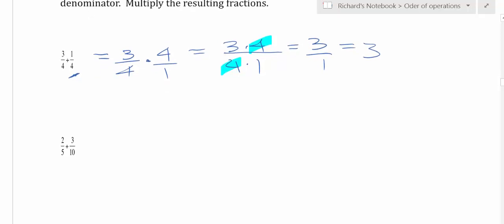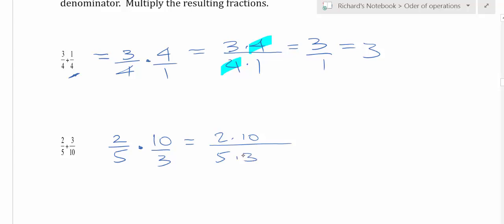Now, the next fraction problem, what do we have here? We've got 2/5 divided by 3/10. Well, what I'm going to do is I'm going to take the 3/10 and swap the top and the bottom. It's going to become a multiplication problem, 10/3. So I'm going to take my multiplication problem and put it over one big fraction bar. I have 2 times 10 up top, divided by 5 times 3 in the bottom.